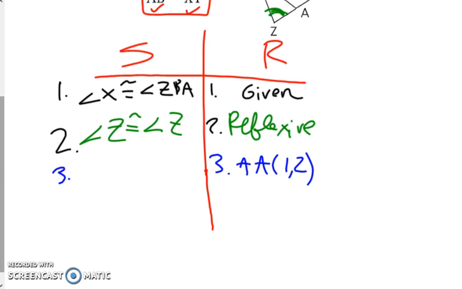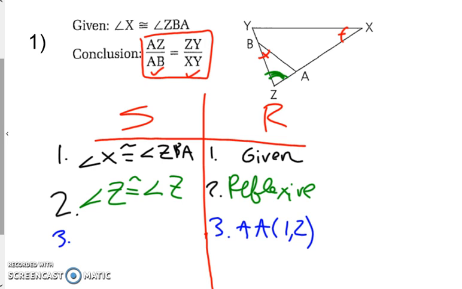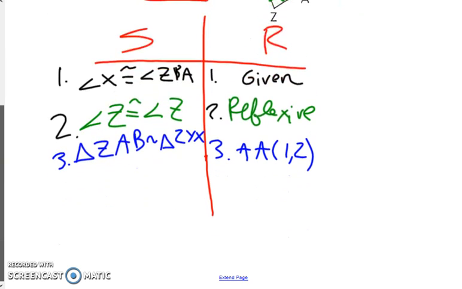And let's be careful here that we are matching up the letters, the vertices, in the correct order. So let's say we wanted to say triangle ZAB is similar to triangle. So if we did ZAB, we'd have to do ZYX for the larger triangle. Okay? So now we prove the triangle similar.